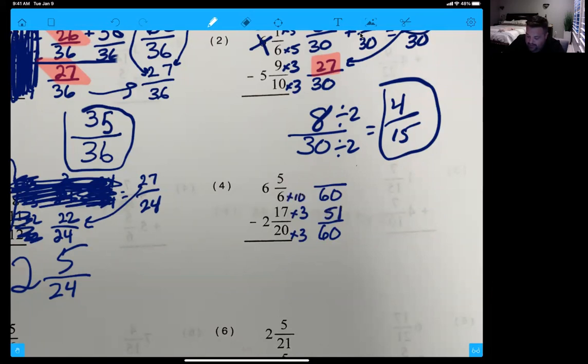This would be times 10. So this would be times 10. That would be 50. I have a problem again. 50 minus 51 you can't do. So I'd have to come over here and borrow 1. That would make that a 5.